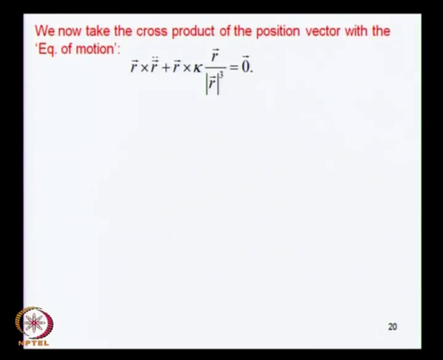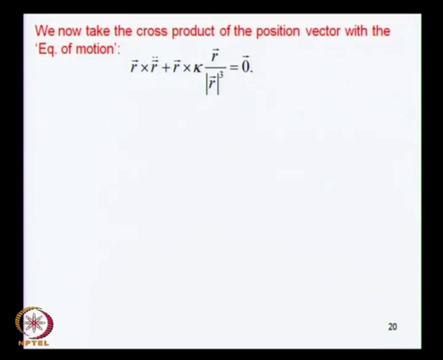Now, instead of taking the dot product, let us take the cross product. Let us just play with it. We have got the equation of motion, and by taking the cross product, we will find yet another conservation law. Okay? Now, this is a wonderful technique.